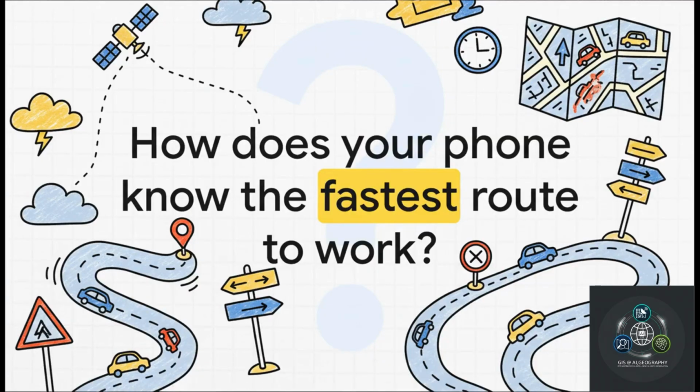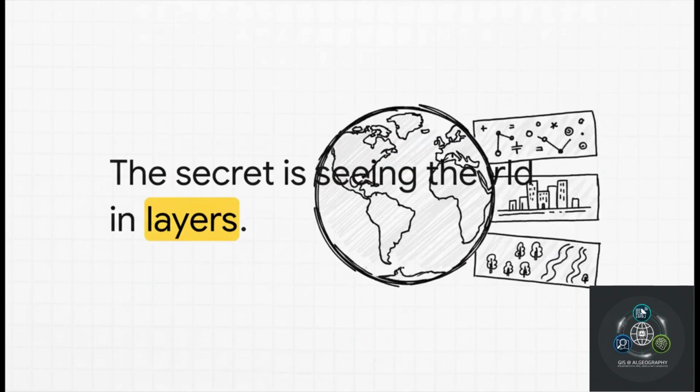Okay, so think about this for a second. You pull out your phone, you open up a navigation app, right? It's not just a picture of the streets, it knows about traffic jams happening right now. It knows about road closures, even where the speed limits change. So how on earth does it know all that and then stitch it together to give you the fastest route? Well, the secret isn't some crazy complex magic. It's actually a really cool way of seeing the world.